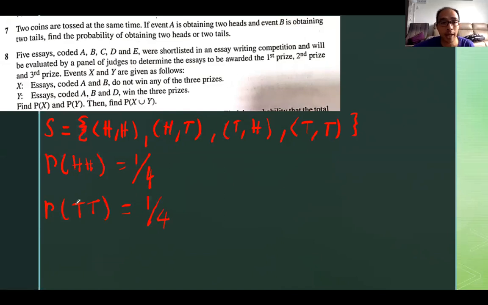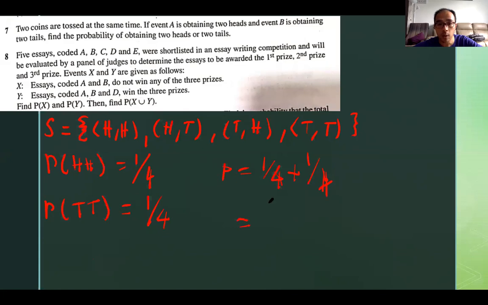Same question you need to ask. Is this event and this event, are these two events mutually exclusive? Okay, the answer is yes, they are mutually exclusive because they cannot happen at the same time. Okay, yeah, it can't happen at the same time. So if they're mutually exclusive, then the probability will be 1 over 4 plus 1 over 4.